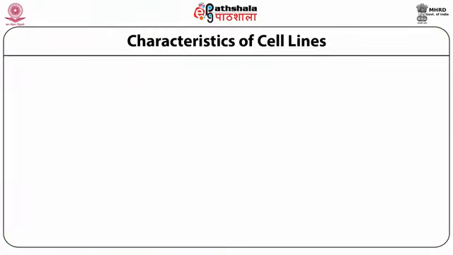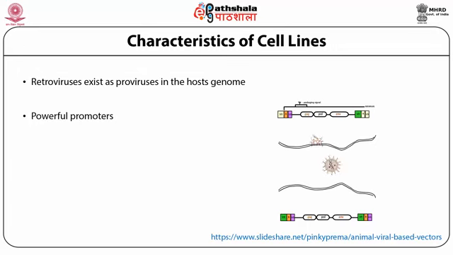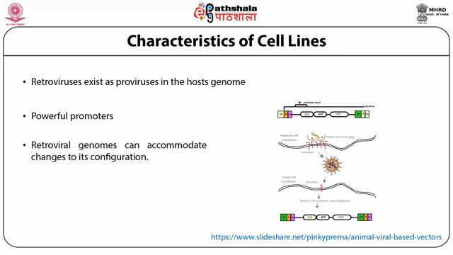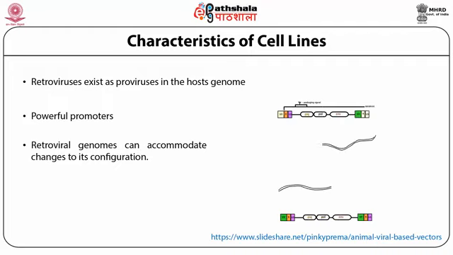Among different viral vectors, retroviruses are very important. The major characteristics of these viruses are that they exist as a provirus in the host genome, and they have a very powerful promoter. Retrovirus genomes can accommodate changes to their configuration because of integration. They can become a part of the host genome. HIV is a very good example of this virus causing infection in human beings.